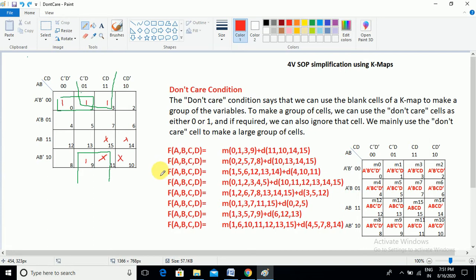Now go to the second problem. The min terms are 0, 2, 5, 7, 8. The remaining are all don't care cells. They are 10, 13, 14, 15. Now this group is also very important here.